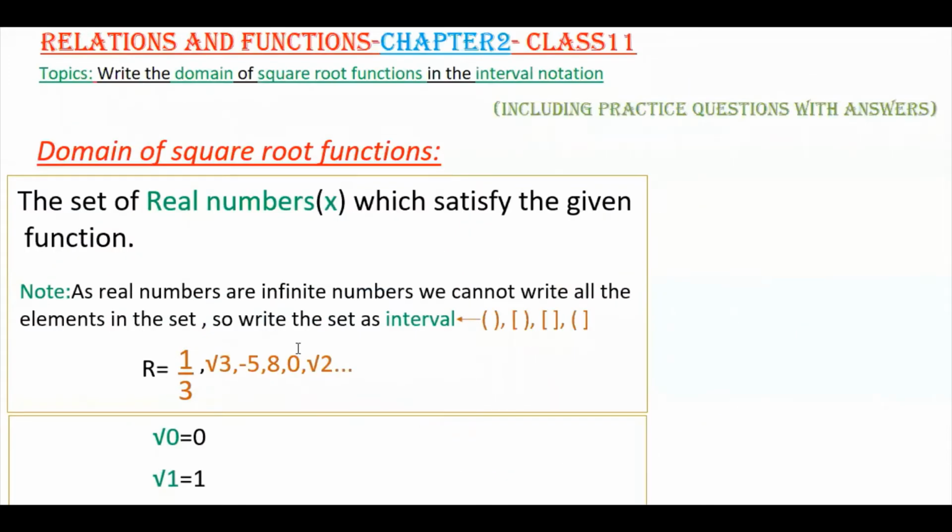So we cannot write all the elements of the real numbers in the set. So we have to write the domain as an interval notation like this. This you have already learned in the sets chapter. This is open interval and this is closed interval. Open means excluding that value, and closed means that is including that value. And these are the examples of real numbers, including rational and irrational numbers.